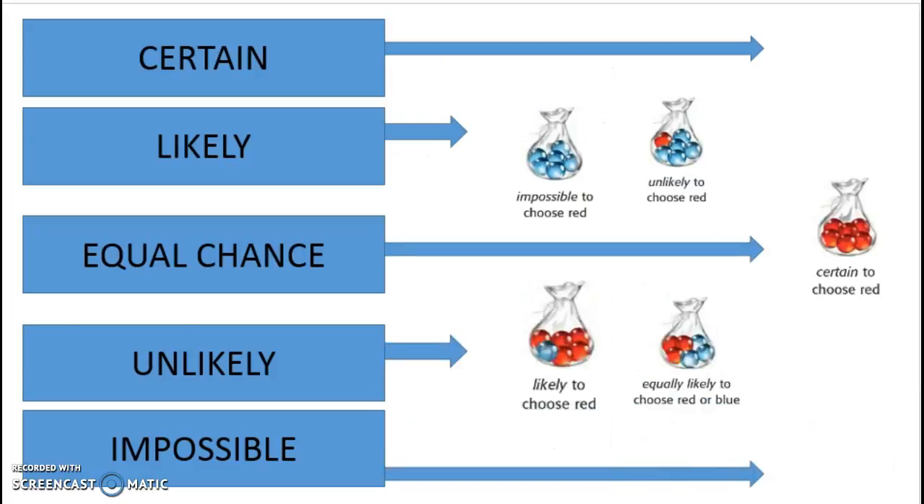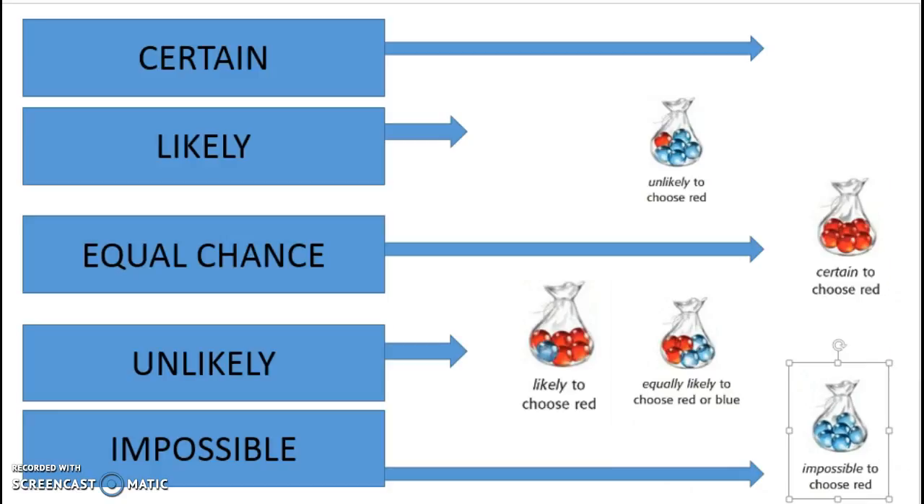Watch me now as I sort some of these events into the right category. Remember, the word sort means to classify. In each of these pictures I have a bag of marbles, some blue and some red. If I look at this one here, you can see that there are all blue marbles in there. The event here is to choose red. Therefore, it's impossible for me to choose red. So I'm going to sort that down here next to impossible. It's impossible to choose red because there are no red.